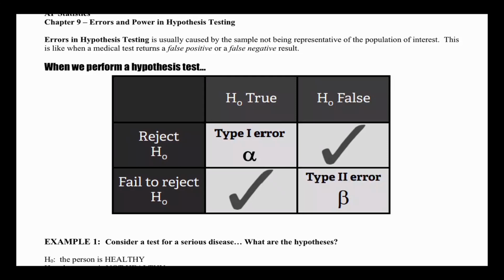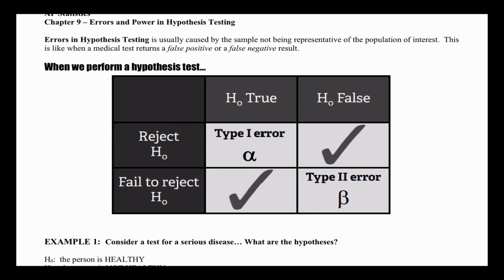So when we're completing a hypothesis test, any type of hypothesis test, it could be for means or it could be for proportions, it doesn't matter. There's four things that could happen, or two big things, I should say.